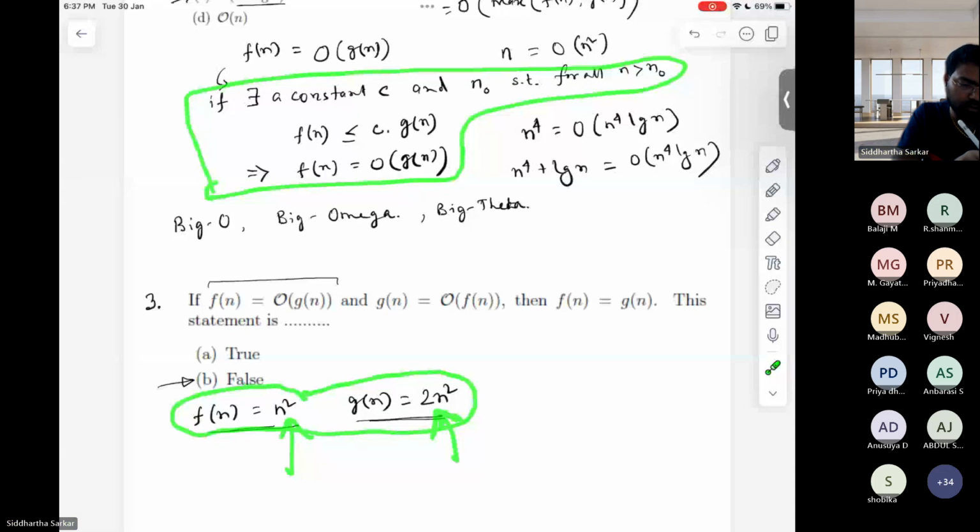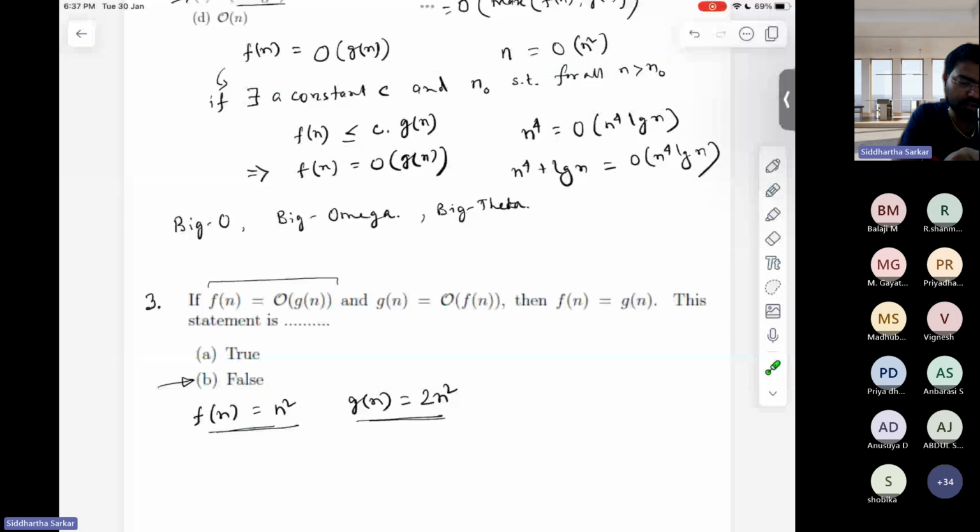So take the constant to be 4 or anything greater than 2. Okay, this is even simpler: take the constant to be 1 only. Instead of fn, you have n squared, and instead of gn, you have 2n squared. So n squared is always less than or equal to 2n squared. So clearly n squared is order 2n squared. But in the other direction, what is the constant we should take to prove this?